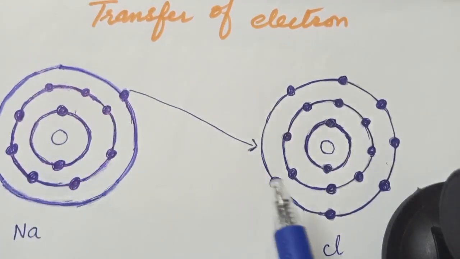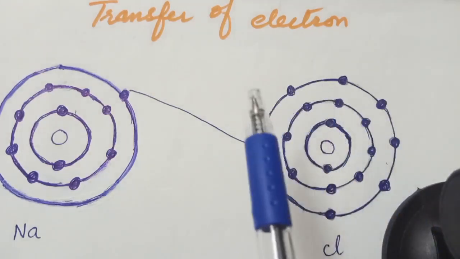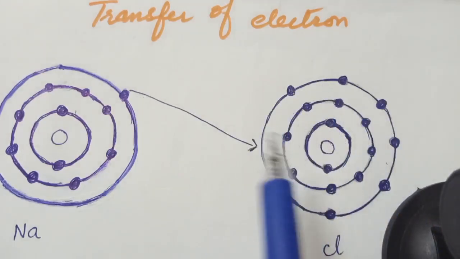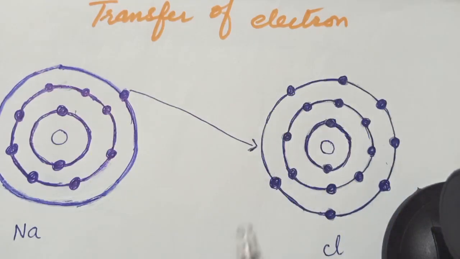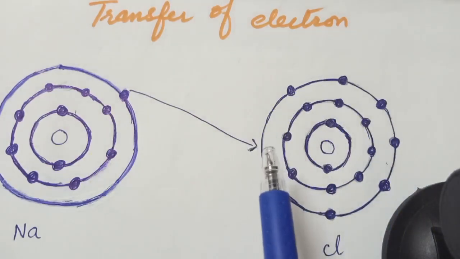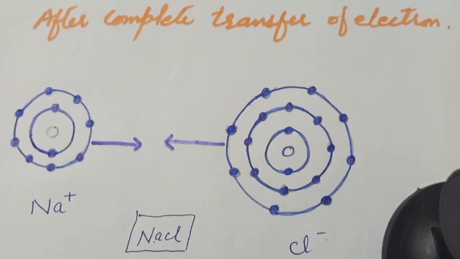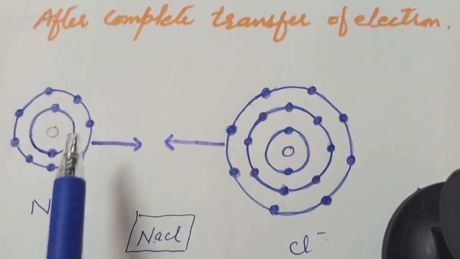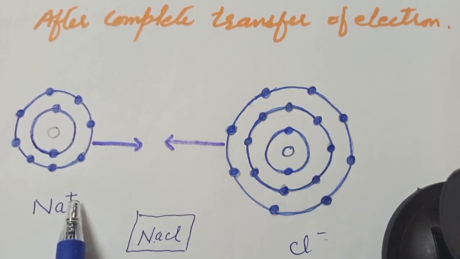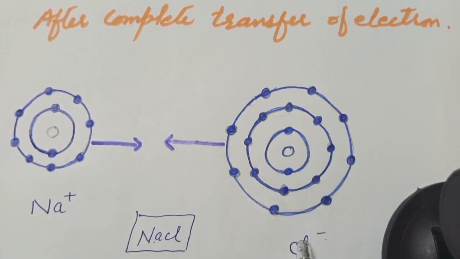The chlorine atom, which already has 7 electrons in its outermost shell, will accept this electron and it will also complete its outermost shell having 8 electrons, and it will also become stable. After complete transfer of electron, the situation will be like this. The sodium atom will have a positive charge and the chlorine atom will have a negative charge.